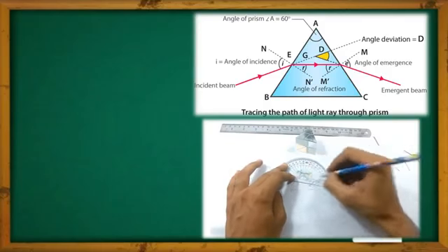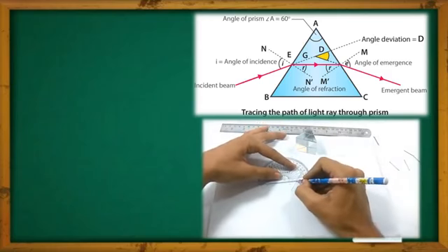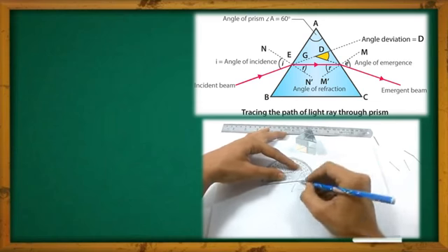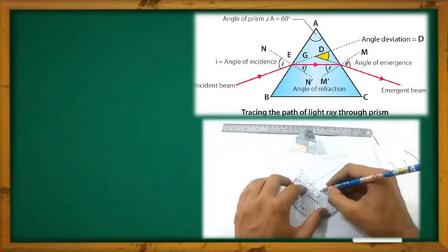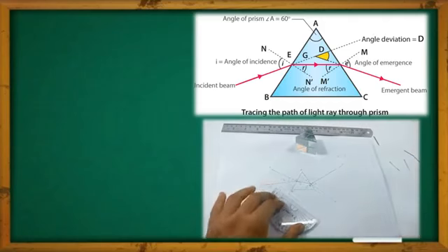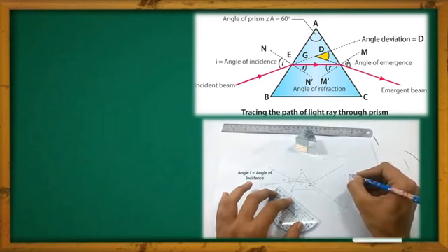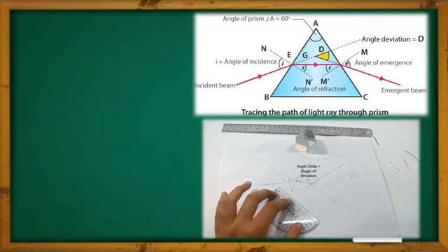Now join the 2 beams, that is the incident beam and the emergent beam. This is the refracted beam or refracted ray. Whenever the first bending happens, it bends inside the prism, and the light ray again bends whenever it passes through the surface AC. Now extend both the incident beam and emergent beam so that they meet each other at a point. And now you can measure the angle, which is angle D. You can say that angle is the angle of deviation.